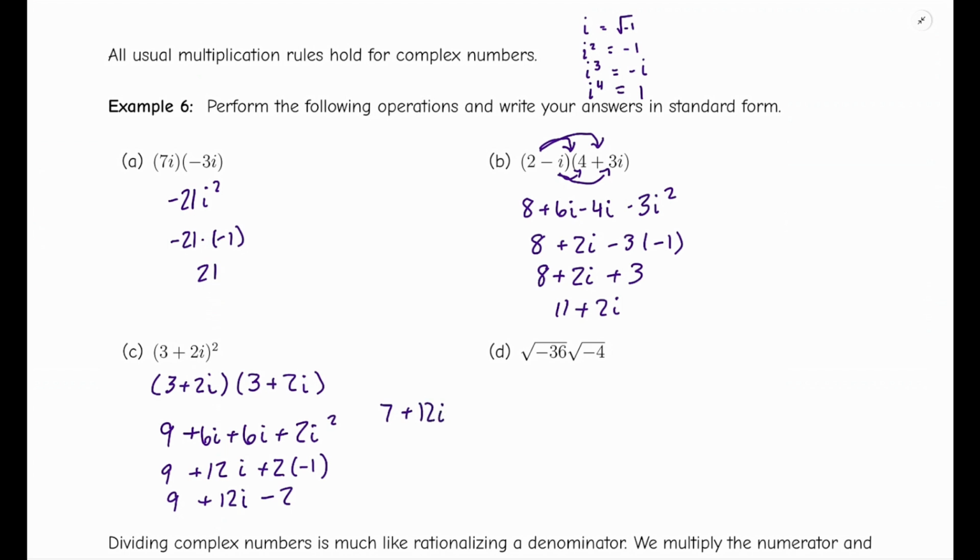And part D. Remember, we cannot multiply the square roots together. You have to take the square roots first. So we get 6i times 2i, which is 12i squared, which is 12 times -1, which is -12.